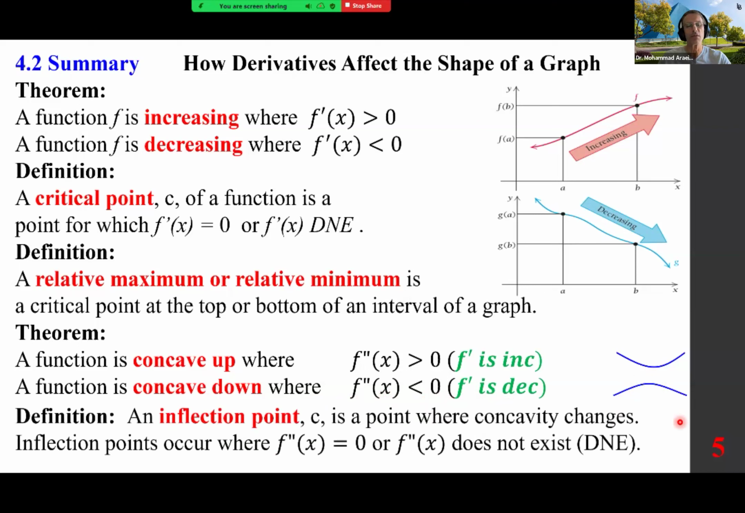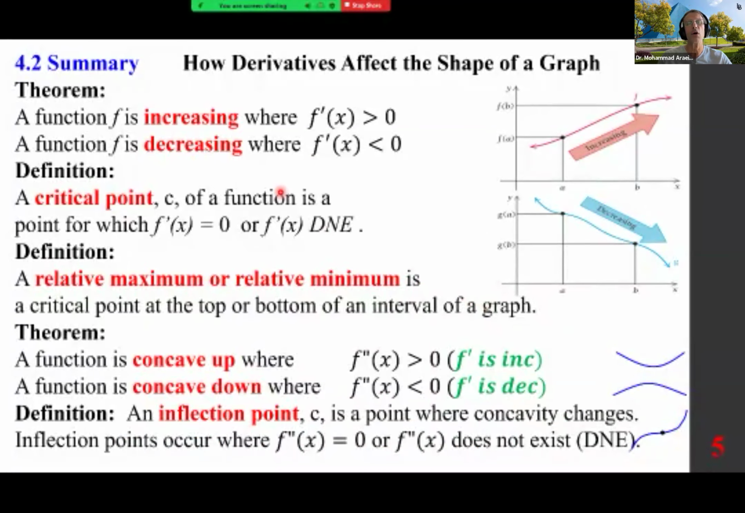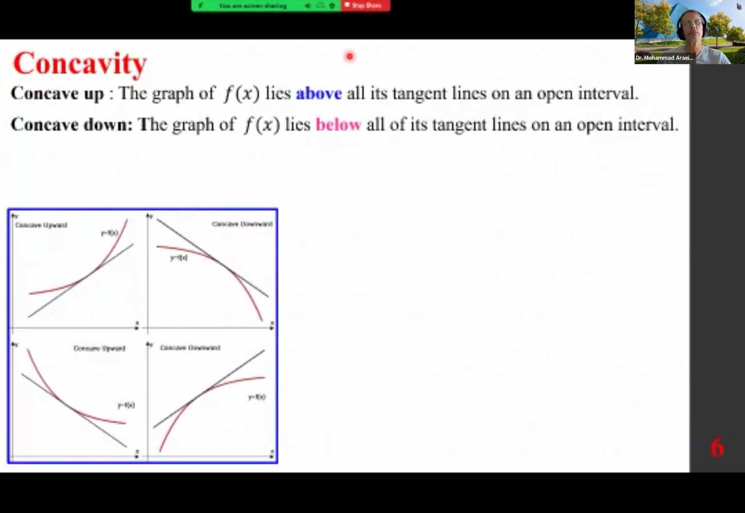And it gives rise to the definition of an IP. An inflection point or IP, c, is a point where concavity changes. Inflection points occur where f double prime is 0 or f double prime does not exist. So this is the location where the change occurs, in this case from concave down to concave up.